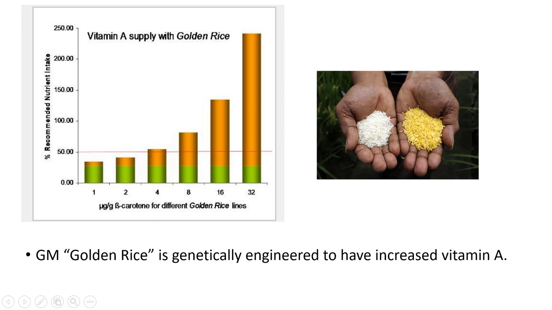A lot of people say, well, GMO, that's just companies trying to get rich, trying to profit off the little person. I think golden rice is a really good example of the contrary. Golden rice is a genetically engineered rice where they've altered the genes to increase the vitamin A content, and they do that by introducing beta carotene. This chart is telling us, for different lines of golden rice, how much vitamin A they produce, and what their recommended nutrient intake is, which is 50%.